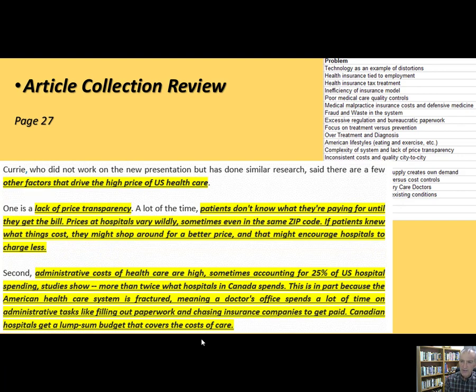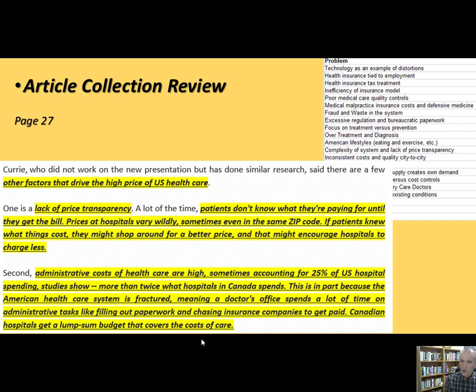Other factors that drive the high price of U.S. healthcare are a lack of price transparency. Patients don't know what they're paying for until they get the bill. Prices vary widely, sometimes even in the same zip code. If patients knew what things cost, they might shop around, especially if more of it's coming out of their pockets. Administrative costs of healthcare are high, sometimes accounting for 25% of U.S. hospital spending, more than twice what we see in Canada. So our system's just expensive, even forgetting about the care itself.